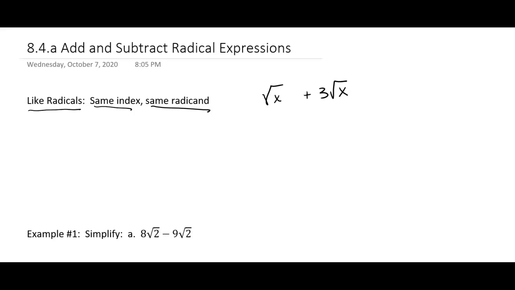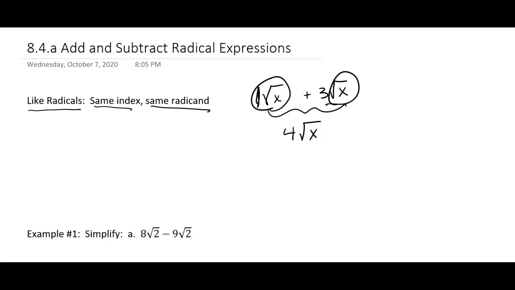root of x, you could add those together because they're both the square root of x and the square root of x. So you would say, I have 1 plus 3, I have 4 square root x. You could think of it like an apple, kind of.